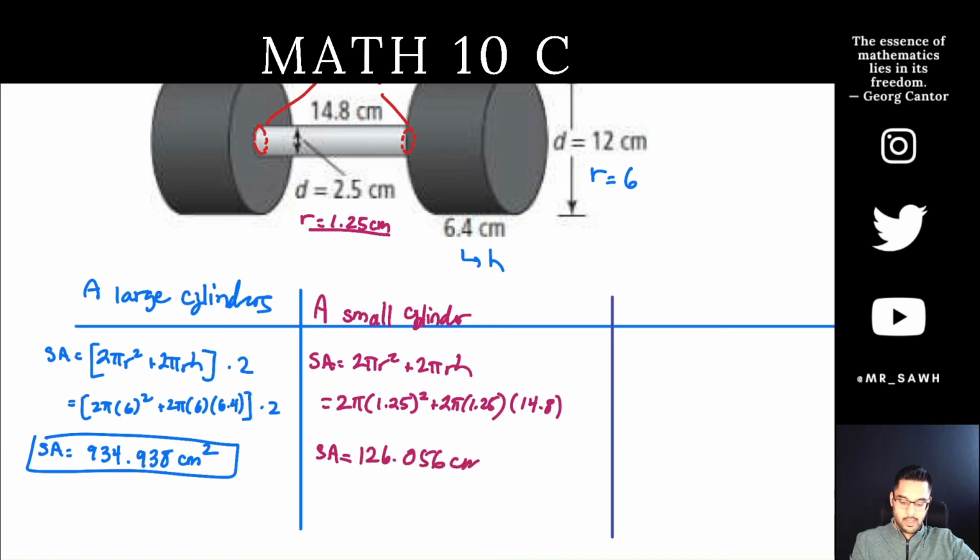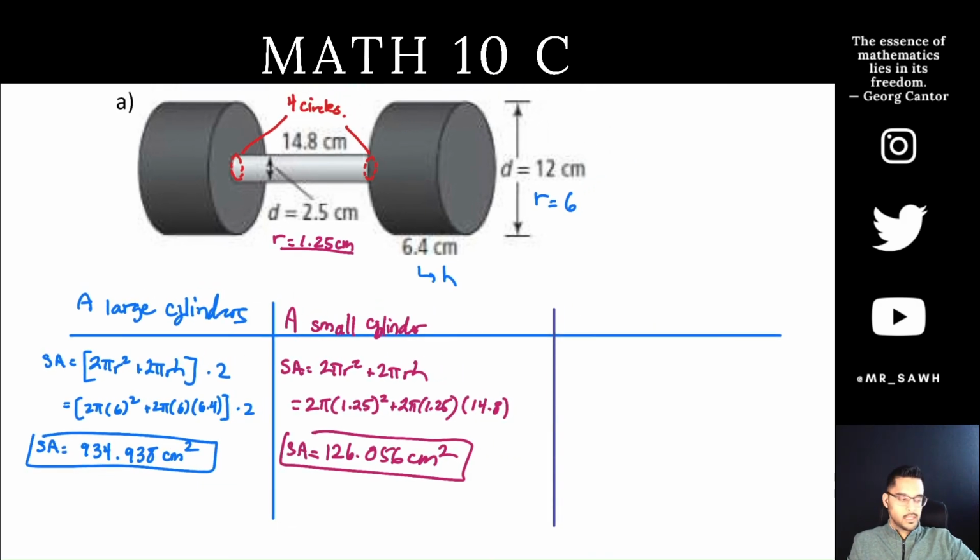126.056 centimeters squared. You notice I'm choosing not to round here partway through because we're going to need a couple extra decimal places so I get the most exact answer at the end. If I round at each step, then I'm continuously introducing a rounding error. So we'll save all the rounding for the end. I took a couple of extra decimal places here to avoid that.